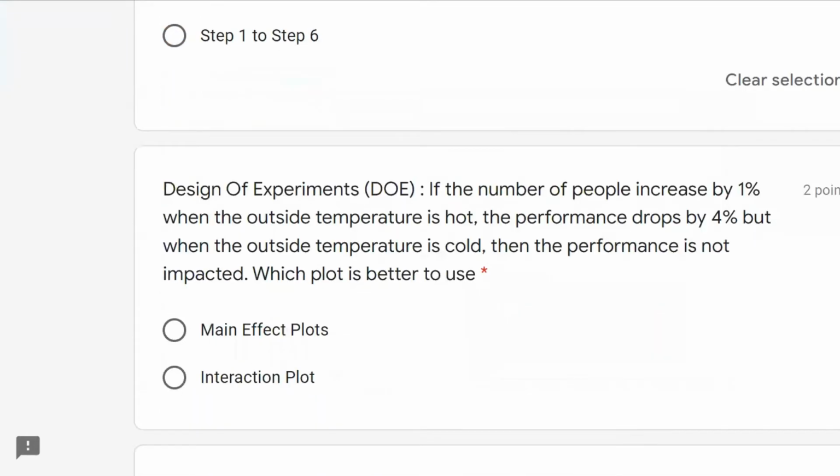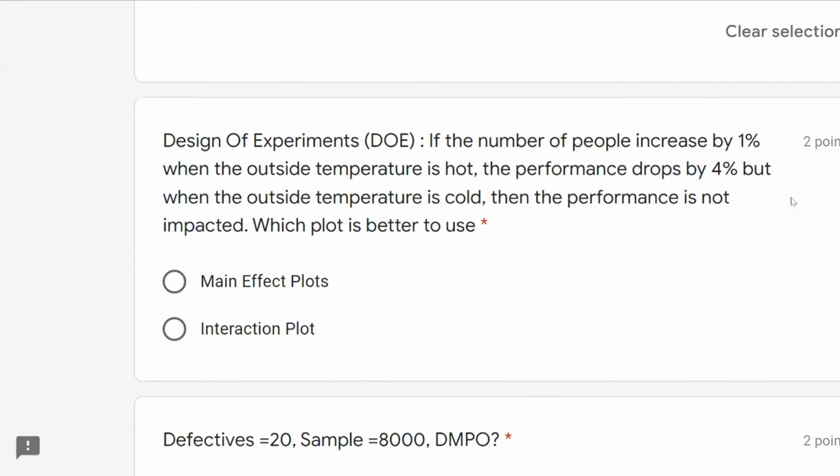And let's go to the next one. Design of experiment. If the number of people increases by 1% when the outside temperature is hot, the performance drops by 4% when the outside temperature is cold. Then the performance is not impacted. What plot are we talking about? So we are talking about an interaction plot.